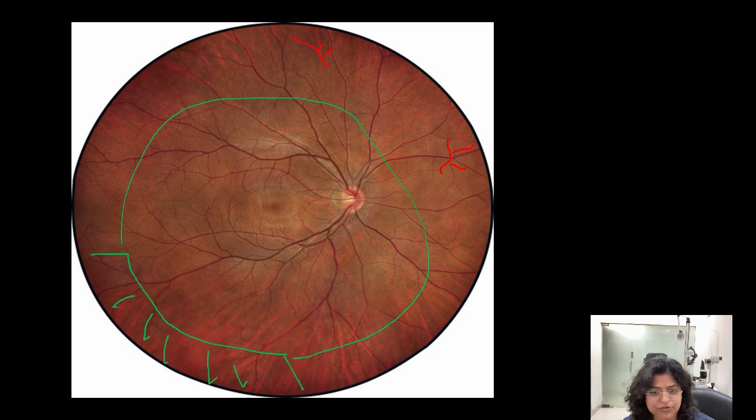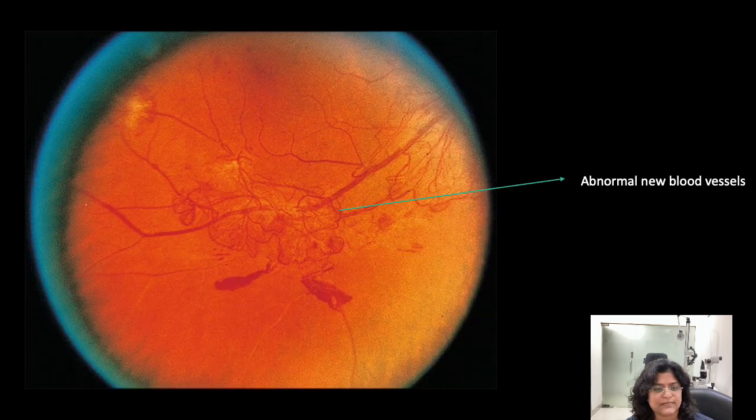These are called new vessels, neovascularization elsewhere. And why does this happen? Because the blood flow to the outer retina has come down. Let's take a look at it. This is how these abnormal blood vessels look. This is a stage called proliferative diabetic retinopathy, in which blood vessels are seen growing all over the retina.